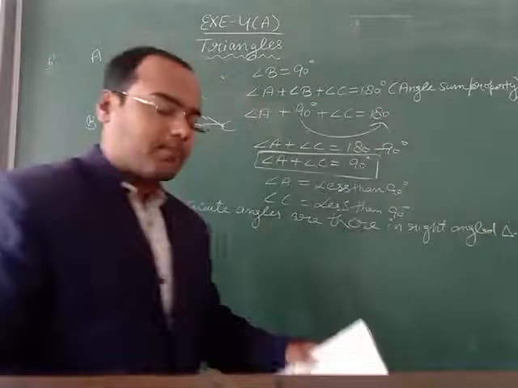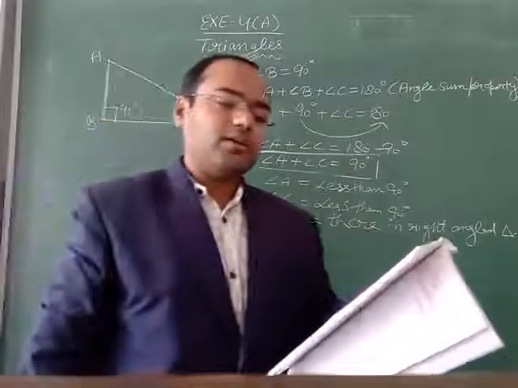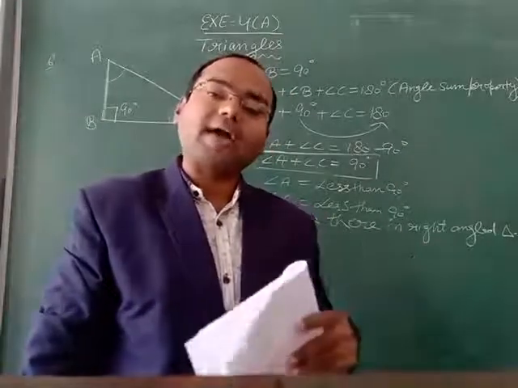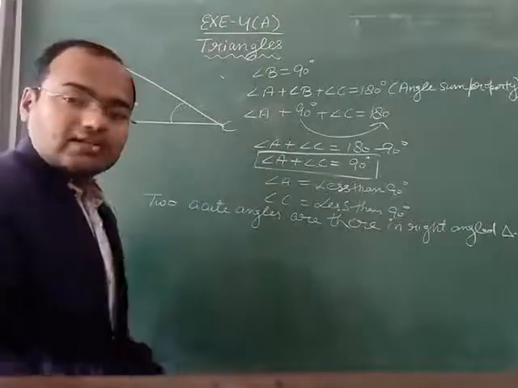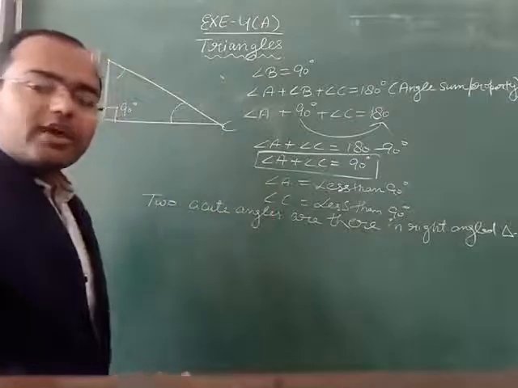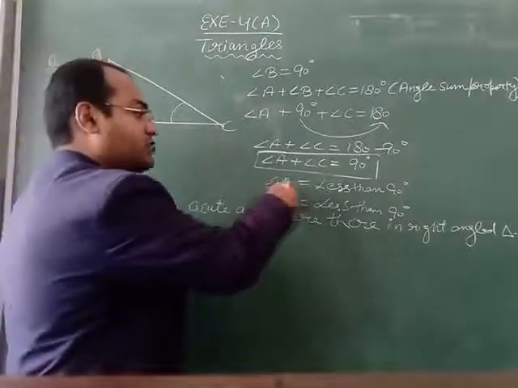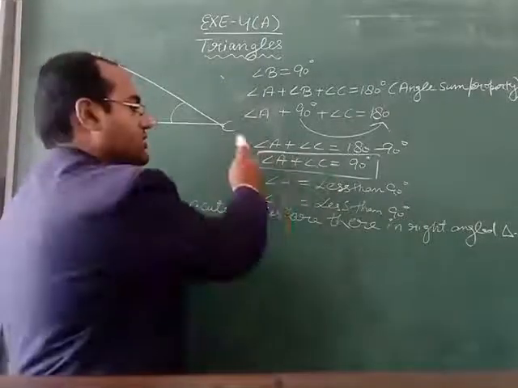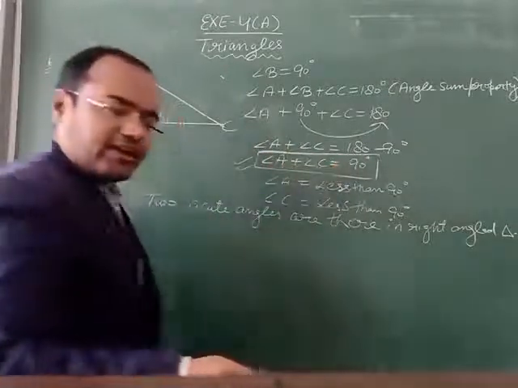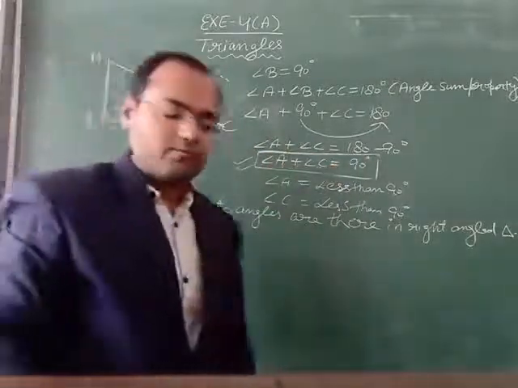Now in the second part it is asked to find the sum of the acute angles. Sum means plus. Which acute angles are there here? Angle A and angle C both are acute. Sum of these two angles we had already shown. This is the sum. Sum of both the acute angles is 90 degrees. So the second part is also over here.